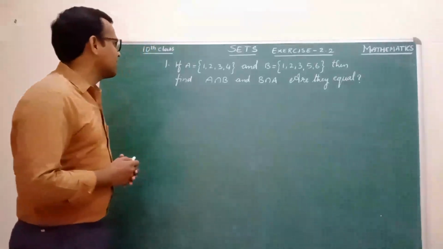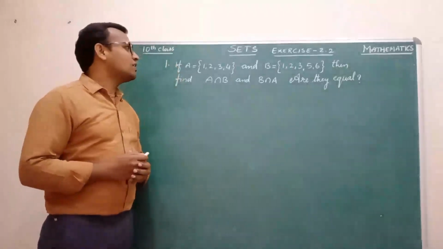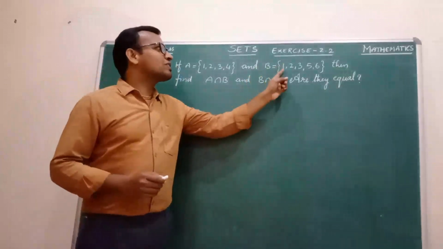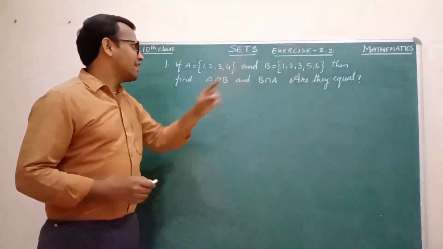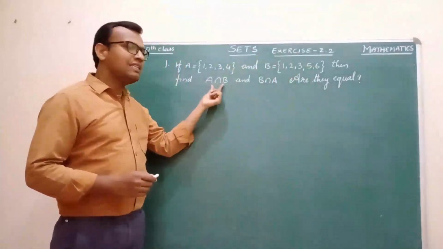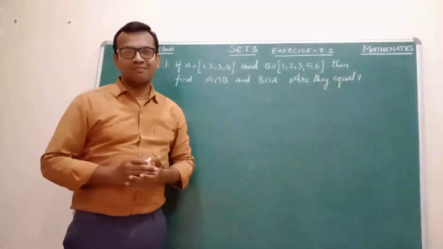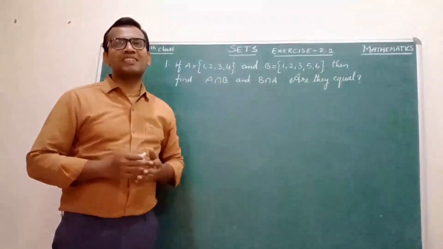Here it is. If A is equal to the set of 1, 2, 3, 4 and B is equal to the set of 1, 2, 3, 5, 6, then find A intersection B and B intersection A. Are they equal? Let us first find the sets and then comment on this.